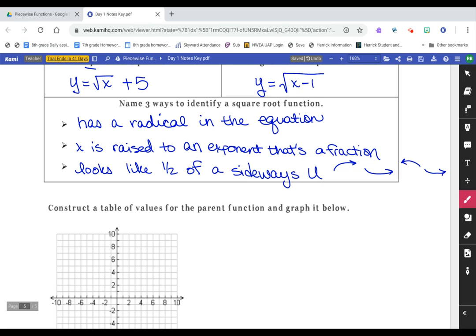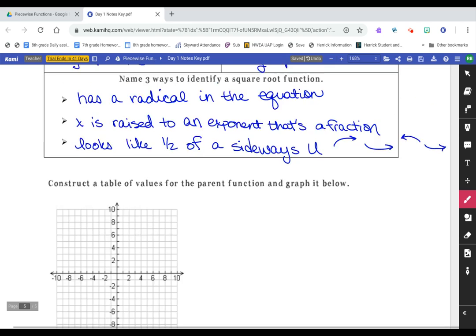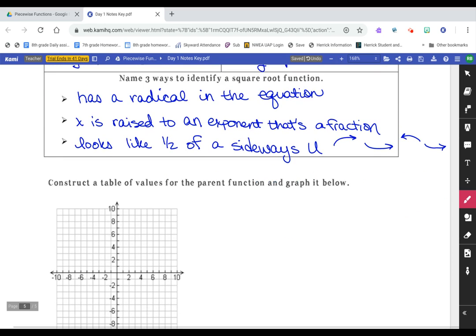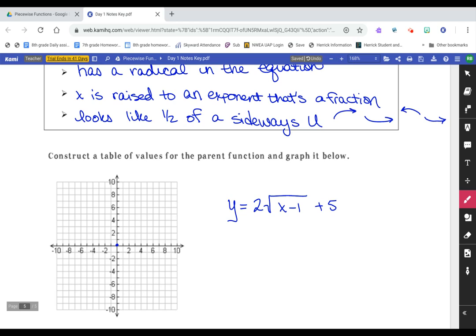Okay, so if we're going to construct a graph here, let's not use the parent function. We already did that. Let's combine these two. We have y is equal to, and let's actually vertically stretch it. Let's do 2 and then the square root of x minus 1 inside as the radicand plus 5. So the parent function, as we drew already, looks like this. Okay, so this means we're going to go right 1 and up 5.